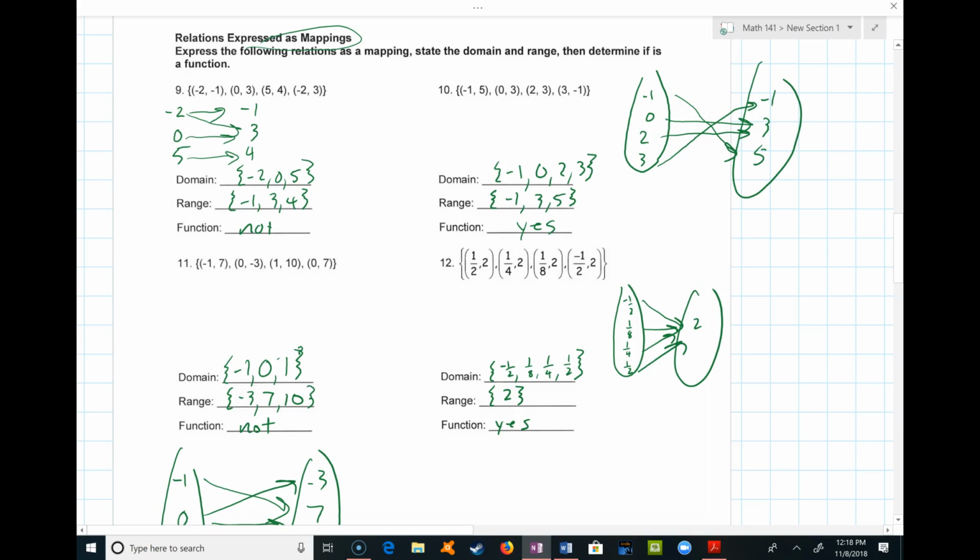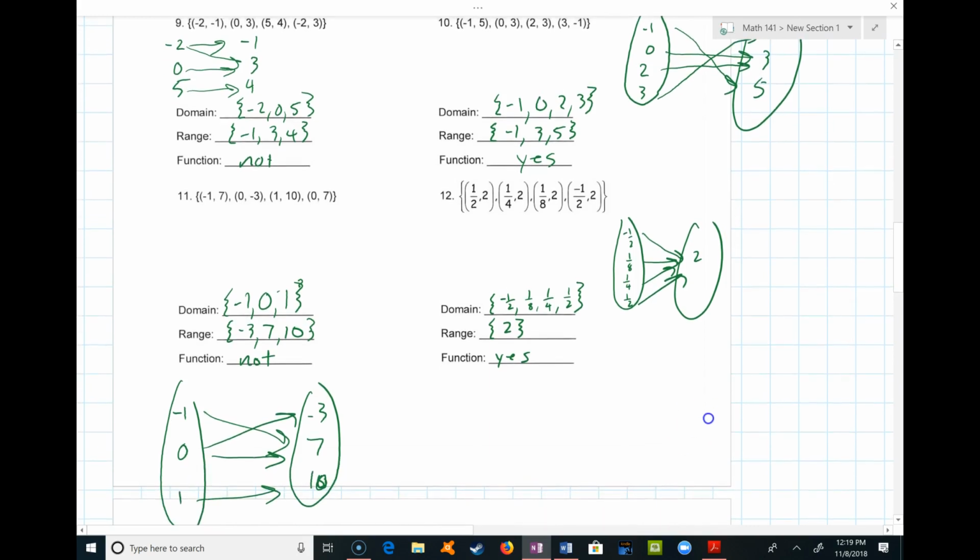This number 12 sometimes troubles people because it is a function. Notice every input only has one output. In fact, there's only one output available, so an input couldn't have a second output. All the inputs go to that same output, and that's still a function.